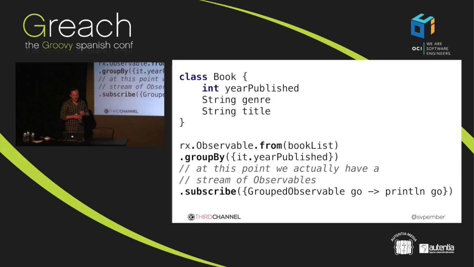So this next one, group by. This can be a little confusing. Group by allows you to split up your stream into a number of streams based on the filtering criteria, or the grouping criteria. This then allows you to perform actions on groups of items that you can be sure are all alike based on some criteria. So in this case, we split our stream into however many unique years we have in this book list variable.